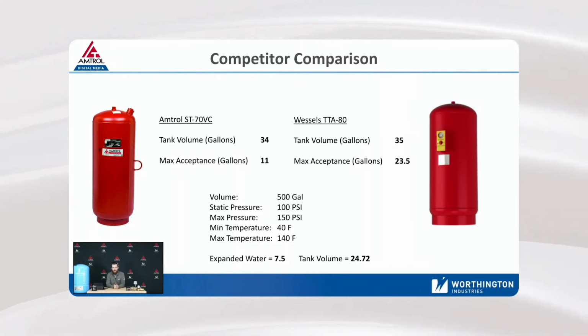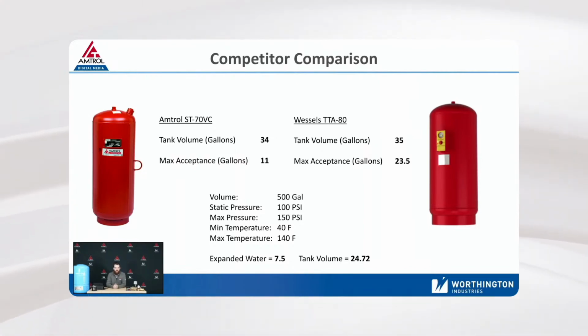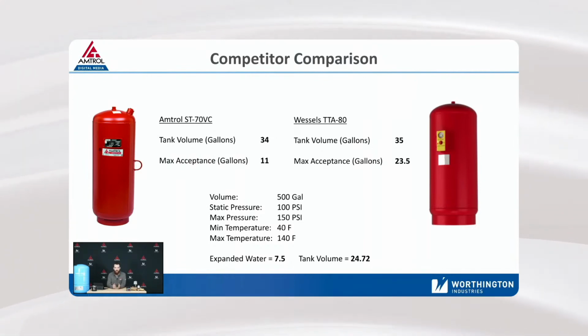So let me get into this example. It's a thermal expansion tank, so it's going to be on a water heater, or a domestic water heater system. I chose a total volume of 500 gallons. With 500 gallons, my static pressure on the system is going to be 100 psi. Again, a common relief valve is going to be 150 psi, so there's our pressure range. And then I'm going to have a min and max temp of 40 degrees cold coming in, and it's going to heat up to 140 degrees. For a system like that, if you ran through the math, your expanded water is going to calculate out to approximately 7.5 gallons, and your total tank volume is going to be approximately 24.72, call it 25.